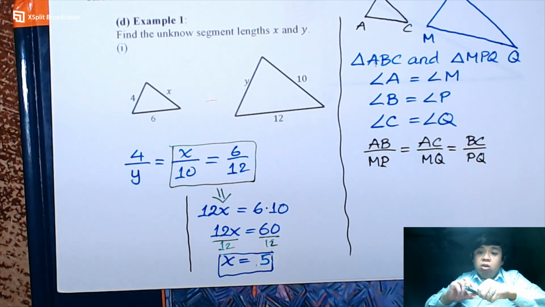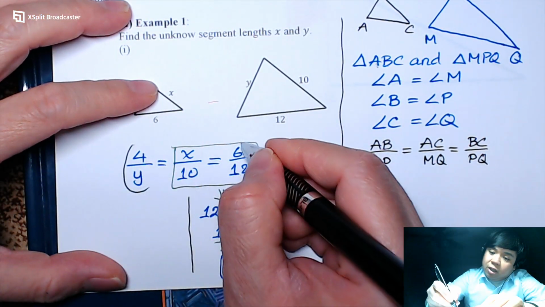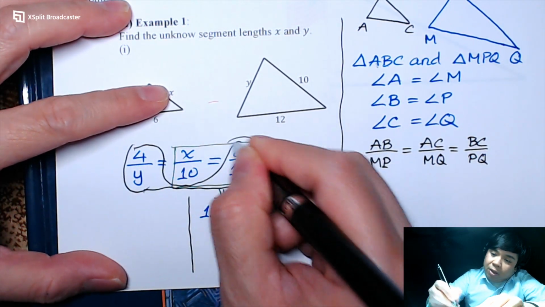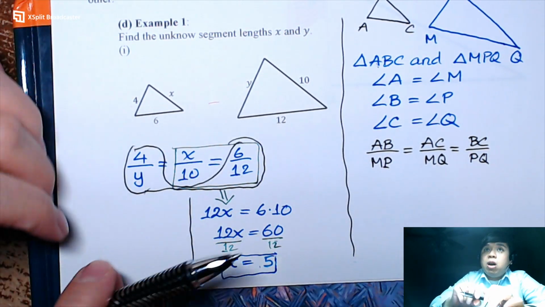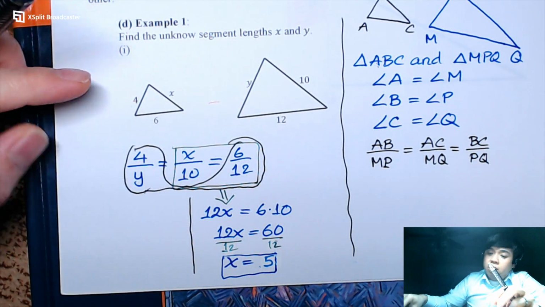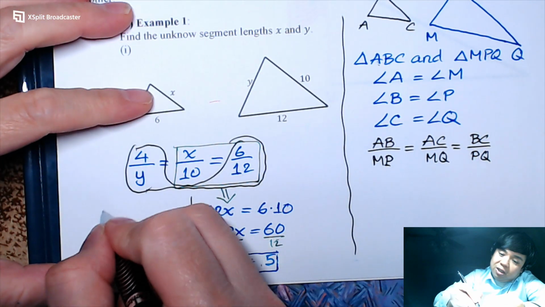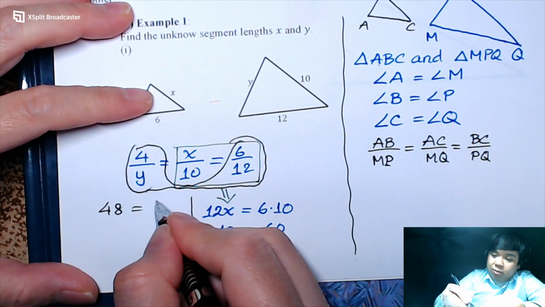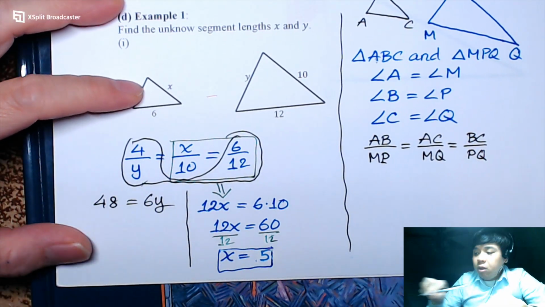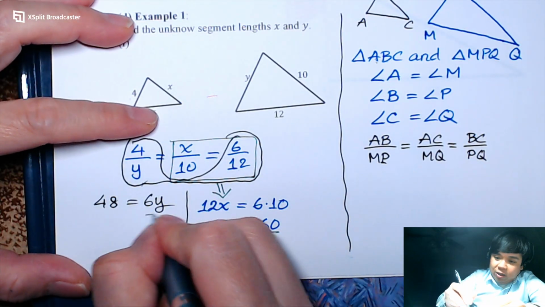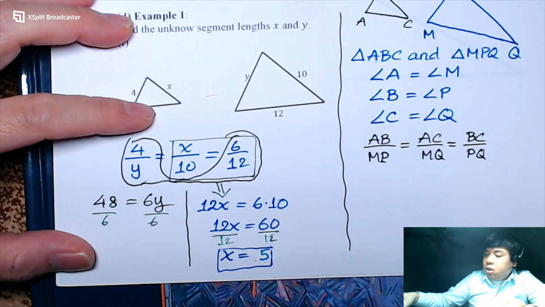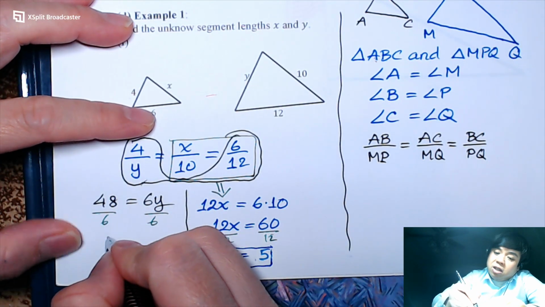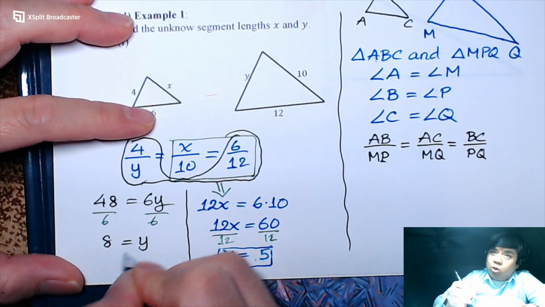Now, we take a look at the other ratio. I group the first and the last. Now cross multiply, 4 times 12, 48, and 6 times y. So that gives us 48. 48 divided by 6 is 8, and y is equal to 8.